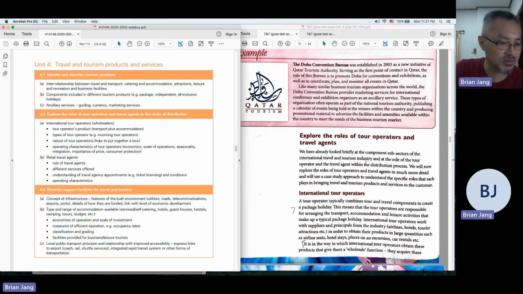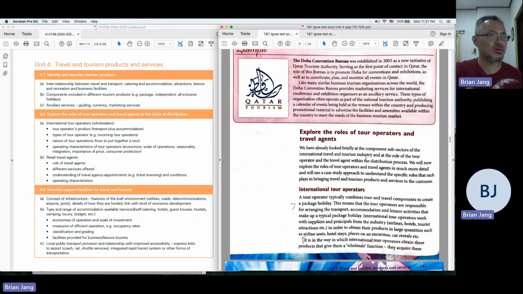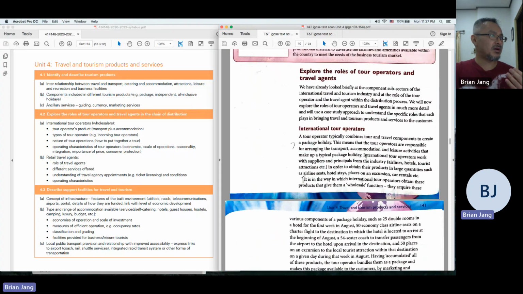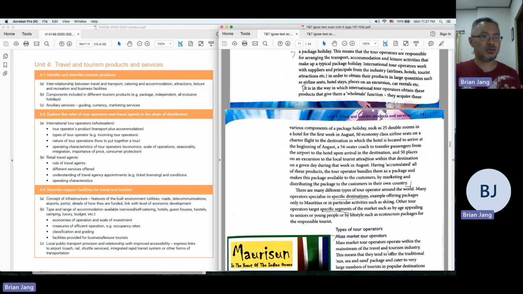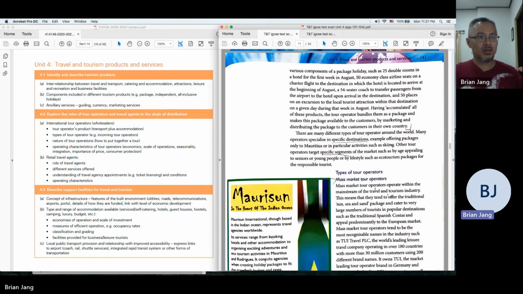It's a lot to go through. This is on pages 140 to 152. They divide up tour operators and the different types of tour operators. There are international tour operators as a big category. And tour operators can be mass market.